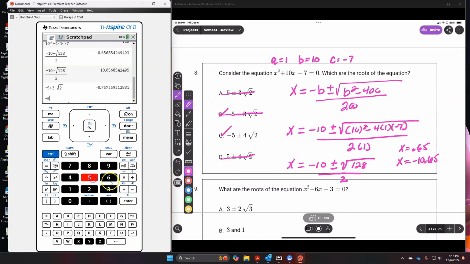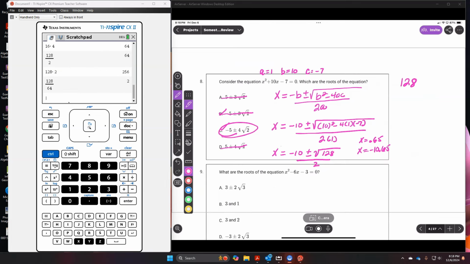Negative 5 plus 4 square root of 2. And what do I get? 0.65. And if I go back up and change it to minus, then guess what I'm going to get? Negative 10.65. So I found my answer. It's going to be C.